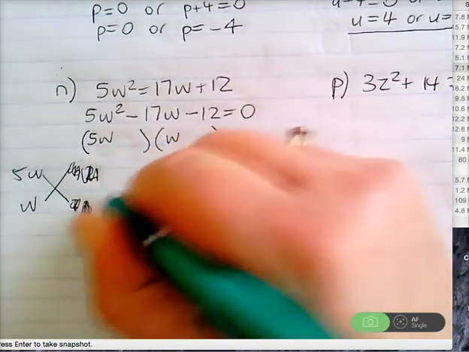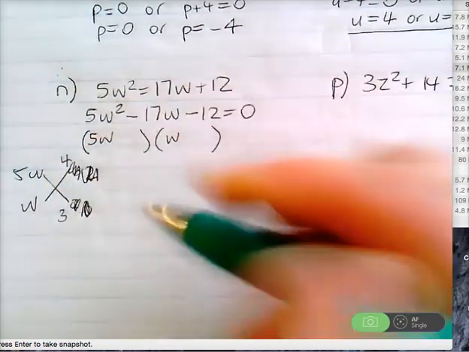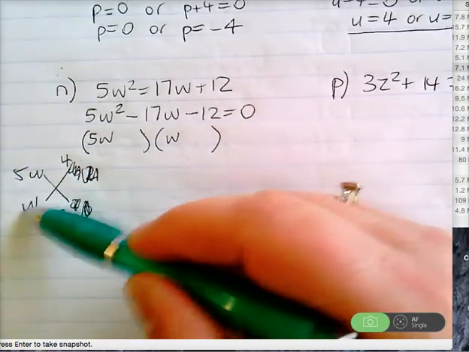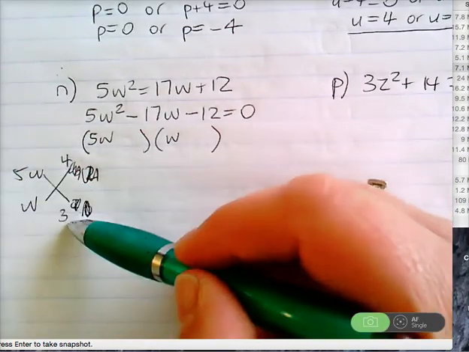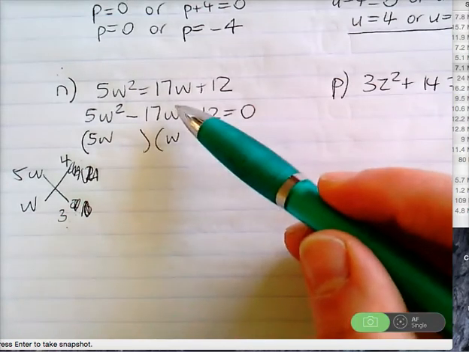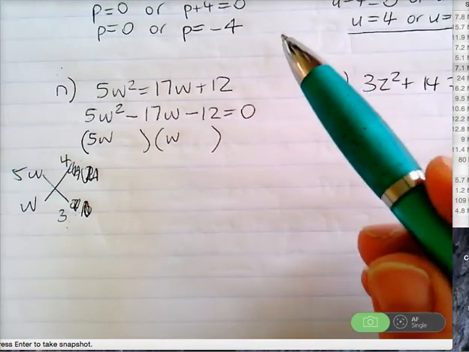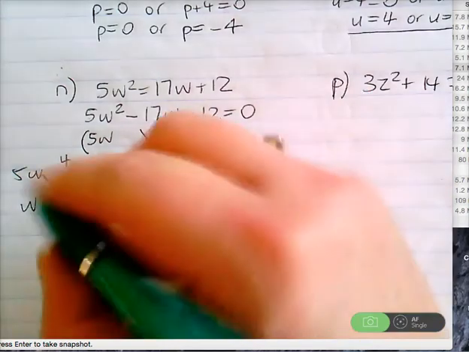So try 3 and 4. So go 3, go 4. 15w and 4w. Just go across the cross and multiply. 15w and 4w can never give you 17 because 15 and 4 can give you 19 if you add them together or 11 if you subtract. So it's not that.